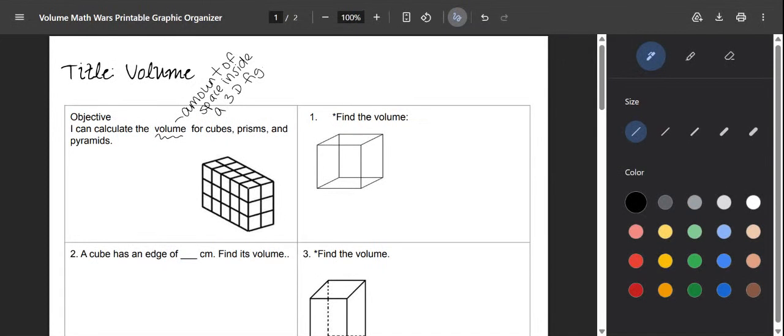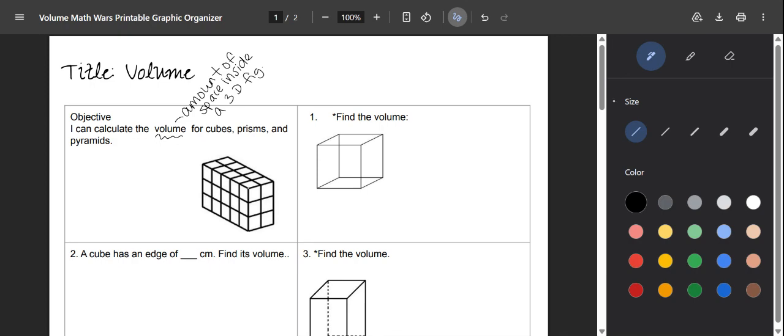Hey mathematicians, today we're going to learn about volume. Volume is the amount of space inside a 3D figure. So we learned about surface area earlier. Surface area is if you wanted to cover a box in construction paper, finding out how many square inches of paper you would need to do that. Volume is if you wanted to fill a box with something, how much would you need?